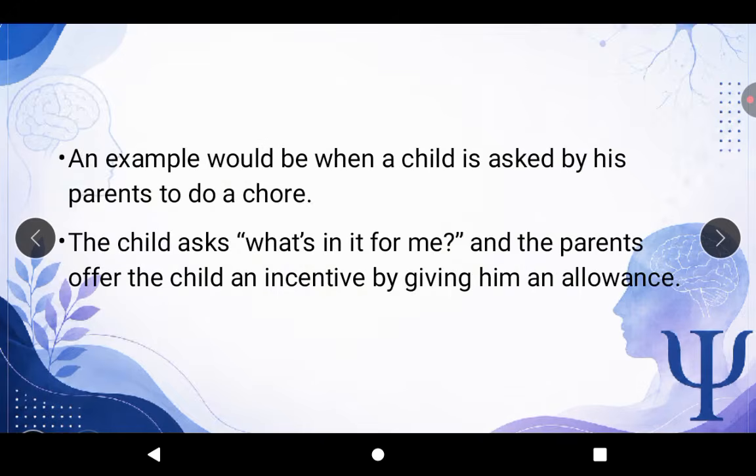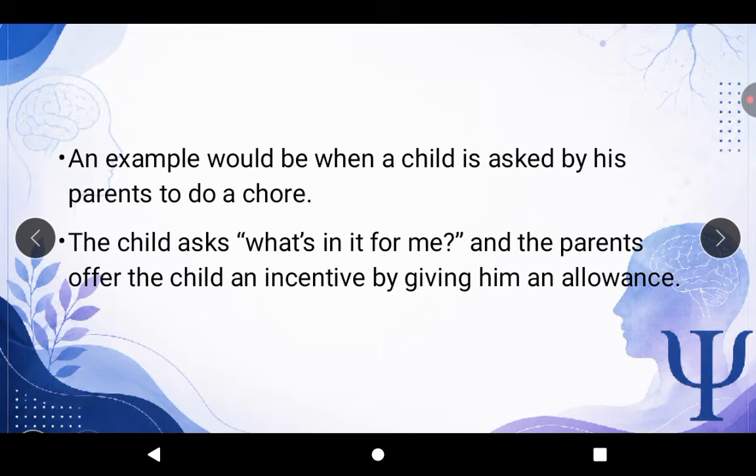Alright, here's an example. A child is asked by his parent to do some chores, right? Then the child asks, "What is in for me?" And the parents offer the child maybe money or an allowance. So that is more like a training. You're just trying to train a child in that particular way. So it is an incentive you're giving the child, and that child will be used to it.